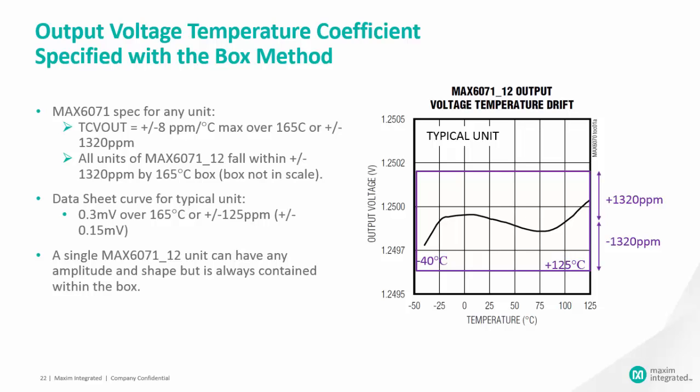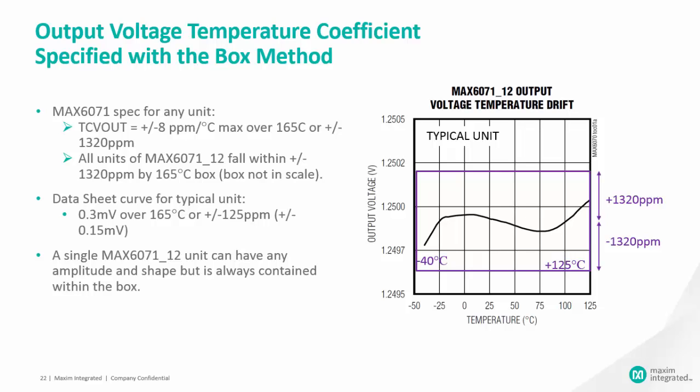Another important parameter is output voltage temperature coefficient. Temperature is the main cause of reference voltage drift. The temperature coefficient gives a measure of how the voltage reference changes over temperature. It's often referred to as TempCo, labeled TCVOUT in the datasheet, and expressed in parts per million per degree C. TempCo is specified with the box method, namely a box is formed by the min and max limits for the nominal output voltage over the operating temperature range.